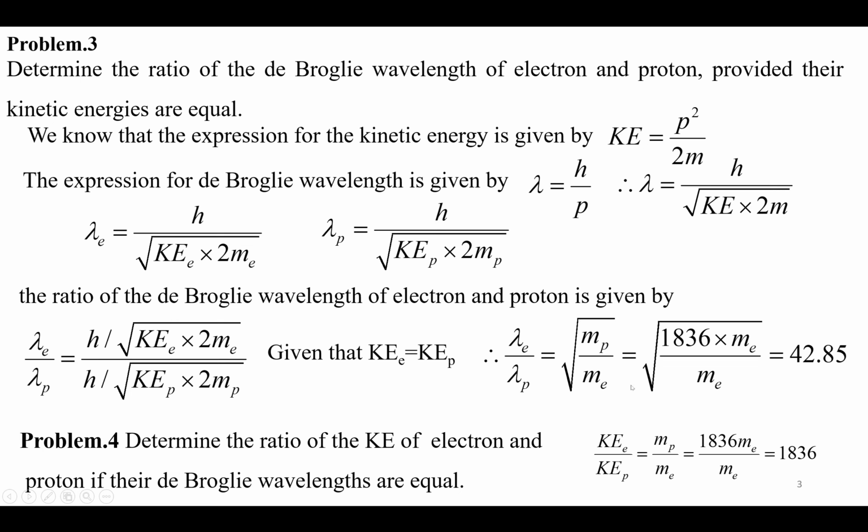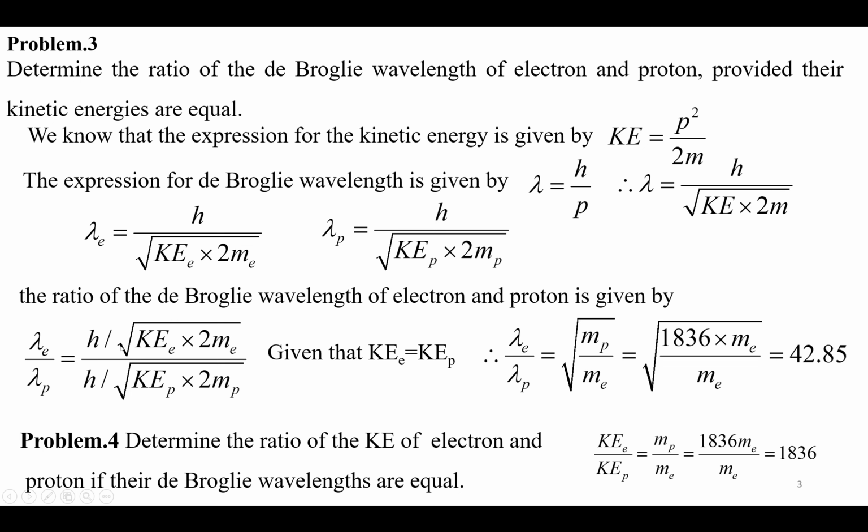The question may be asked in this way also. Now the problem 4 exactly goes like this. Determine the ratio of the kinetic energy of the electron and the proton if the de Broglie wavelengths are equal. So earlier kinetic energies of electron and proton were equal. Now we have to find out the ratio of the kinetic energies of electron and proton, but it is given that de Broglie wavelengths are equal. So lambda E equals lambda P.